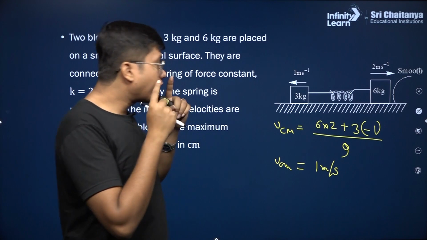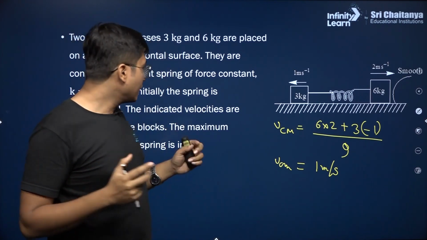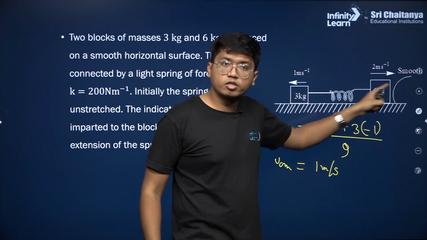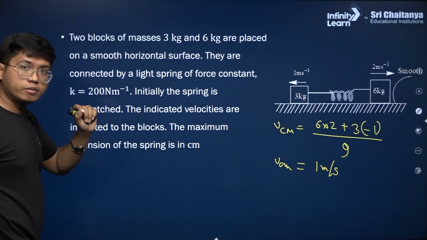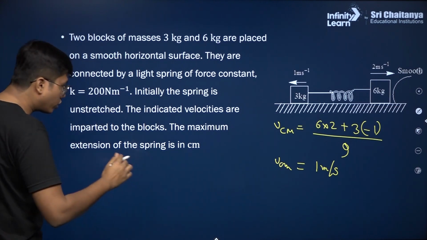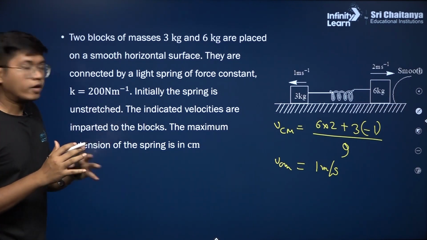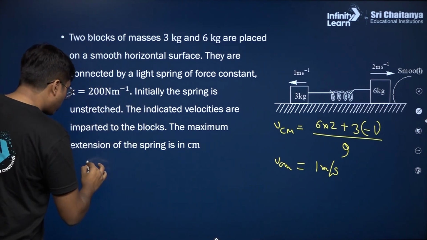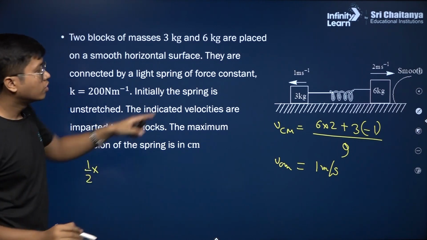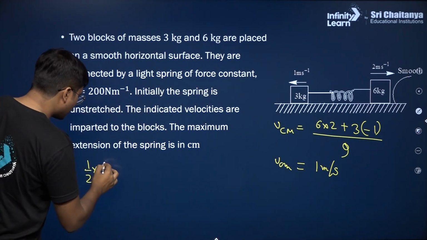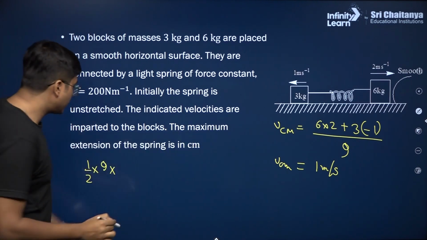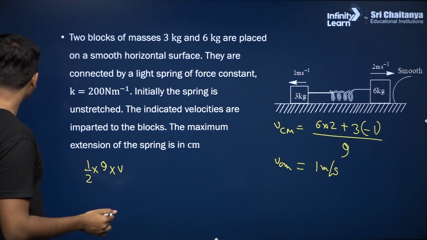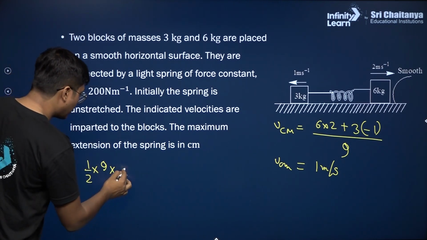Now this is the speed at the maximum extension. This is also the speed of each one individually. So at that maximum extension, with respect to the center of mass, your net kinetic energy is going to be half into the sum of the masses 3 plus 6, that is 9, into the velocity VCM square. Let's keep this as just 1 square.